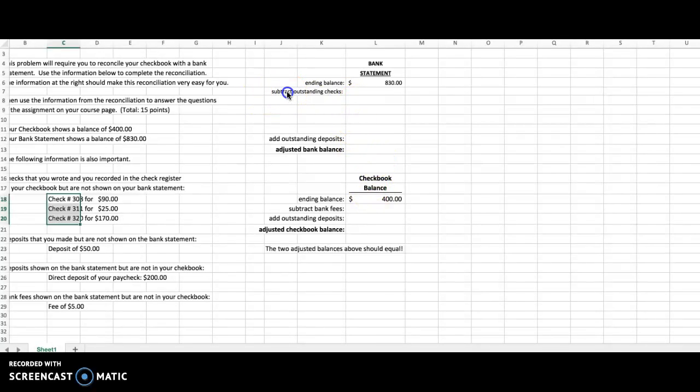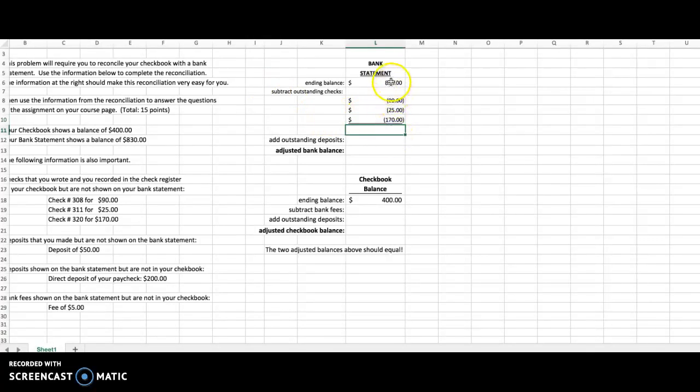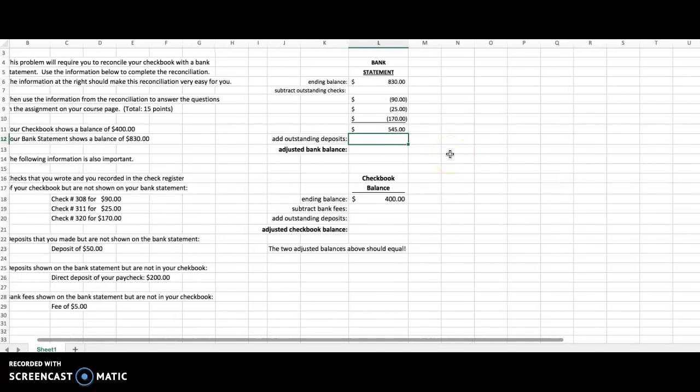So up here you see subtracting outstanding checks. We would list those outstanding checks. So you would deduct 90, you would deduct 25, and you would deduct 170. Eventually those checks would be cashed, so the bank would deduct them from your balance. So that leaves you, if you know how to use Excel, you add those and subtract the outstanding checks, and that gives you a bank statement balance of $545.